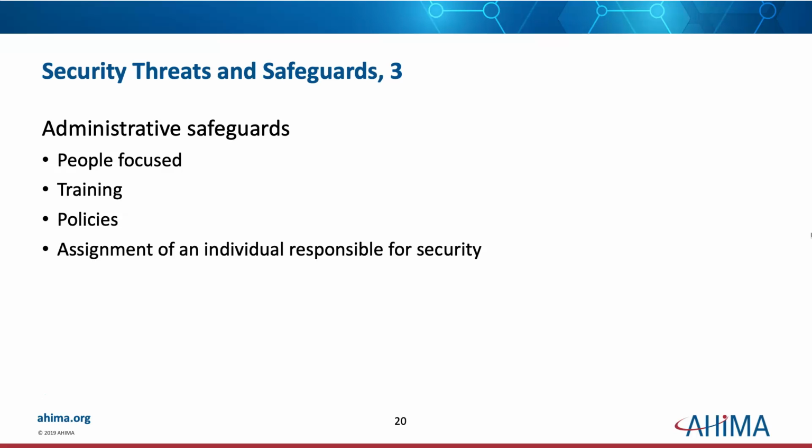So for instance, on table 13.1, under security management, one of the ways you could meet the standard for security management is by doing risk analysis, risk management, having a sanction policy, and doing an information system activity review. So it just goes through all those, and it does that for each one of those standards. And it also goes into page 224.